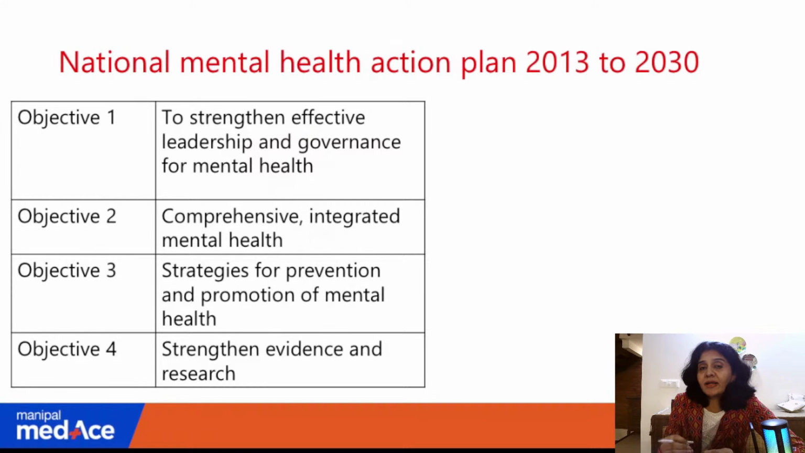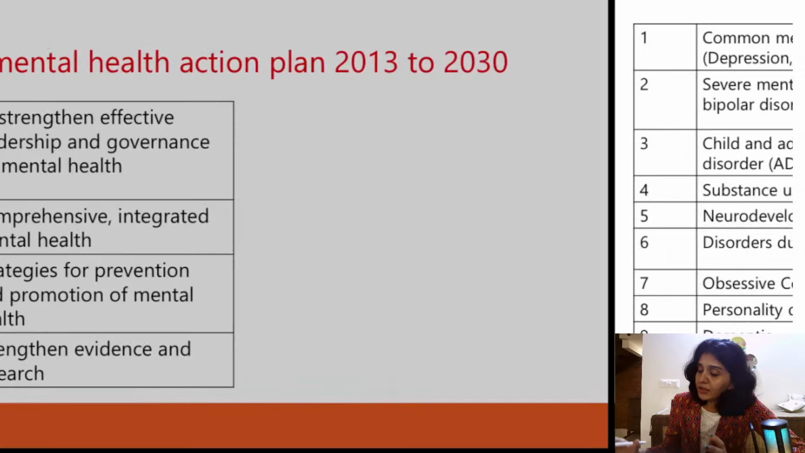Previously we used to have mental asylums. Whenever a patient went there, a lot of stigma was associated with that particular patient. To avoid that, we have this integrated mental health services. Objective 3 is strategies for prevention and promotion of mental health. All the programs you see in PSM, they give more importance to prevention, because prevention is better than cure. You all know that. And the last objective is strengthen evidence and research. All right. So this may not come for your entrance exams, but this is very, very important.